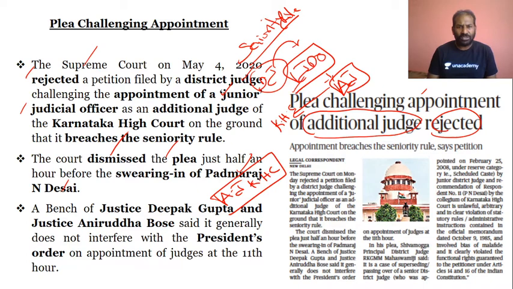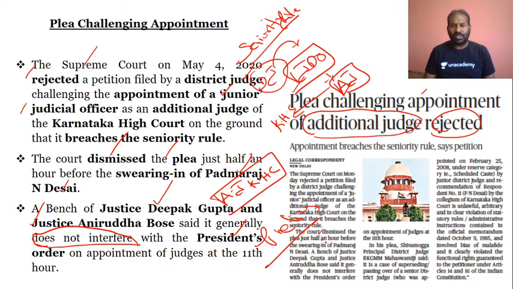The plea of the district judge who filed the petition or challenged the appointment was decided by the bench of Justice Deepak Gupta and Justice Anirudh Bose. The reason they gave for rejecting the petition is that they generally do not interfere with the presidential order. This is very important from the prelims point of view, because one of the statements talks about the presidential order.